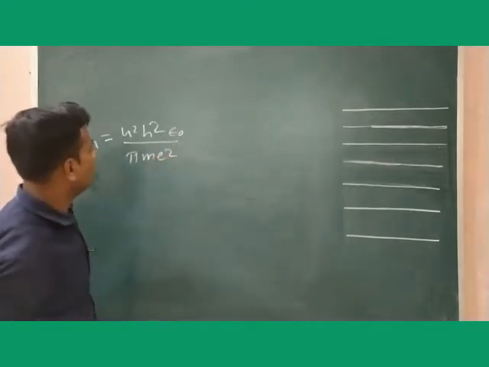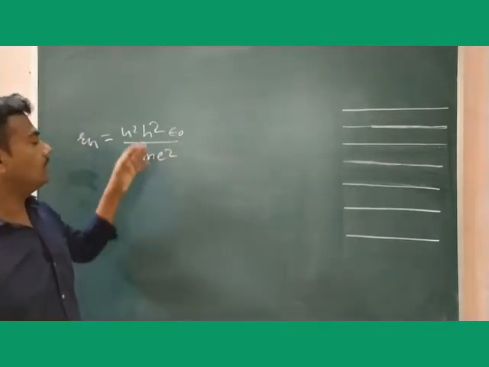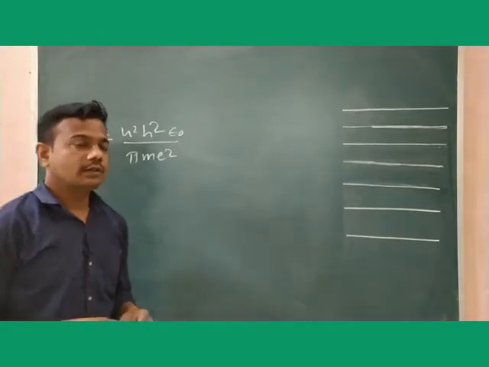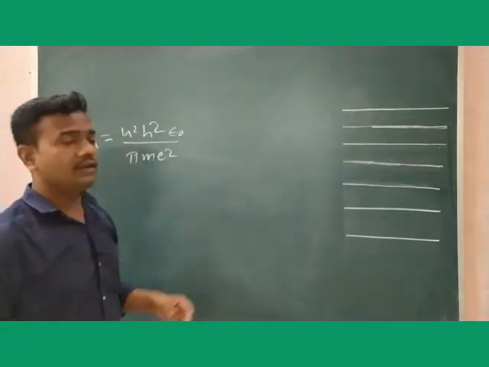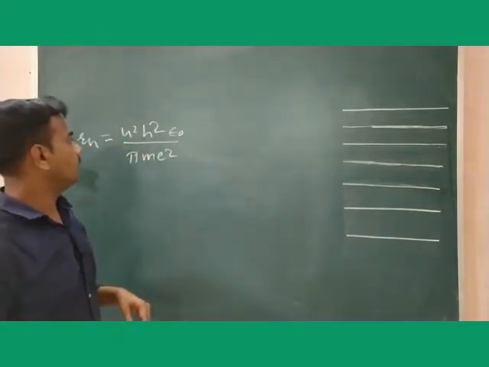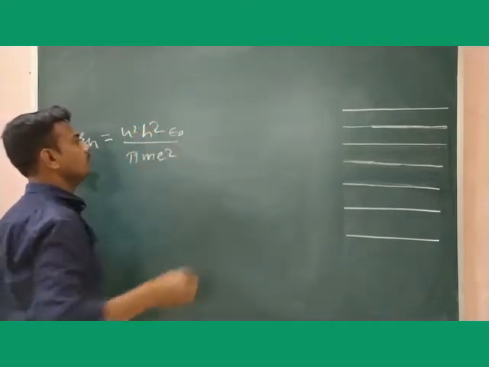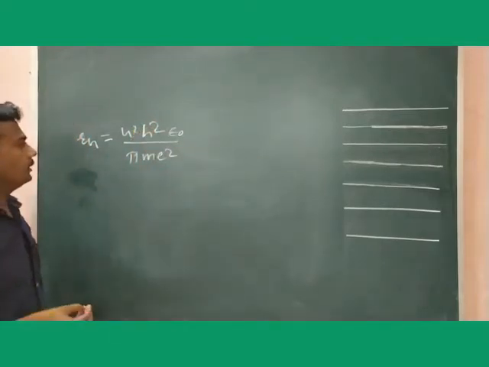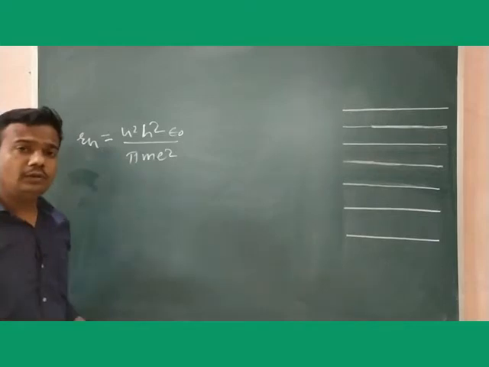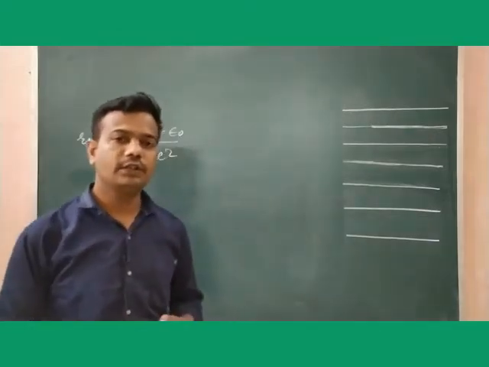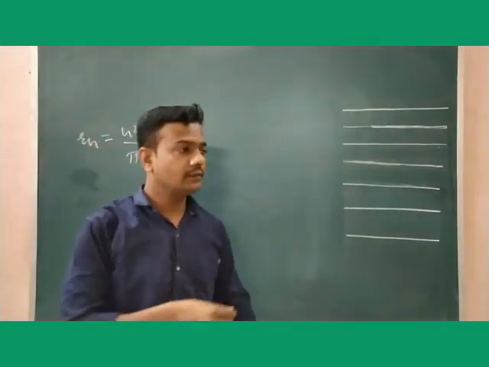Where m is the mass of electron, e is the charge on electron, n is the value of the orbit in which the electron is revolving, h is Planck's constant, and epsilon 0 is the permittivity. Now in this video we are calculating the energy of the electron of the hydrogen atom.